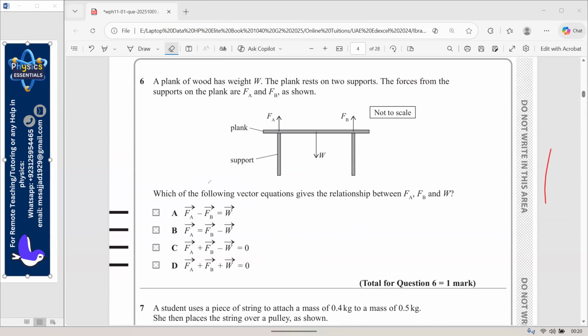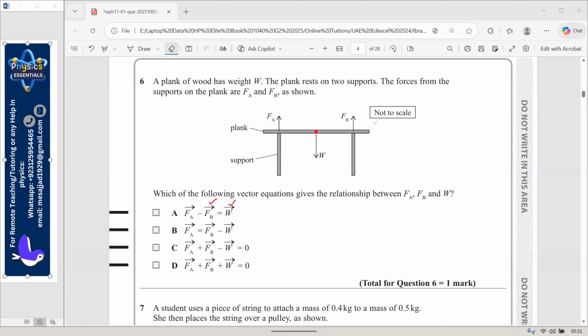A plank of wood has weight W. The plank rests on two supports. The forces from the supports on the plank are FA and FB. Which of the following vector quantities give the relationship between FA, FB, and FW? Well, this is a tricky question. Here, this arrow shows vectors, not the magnitude. It is a total full-fledged vector.